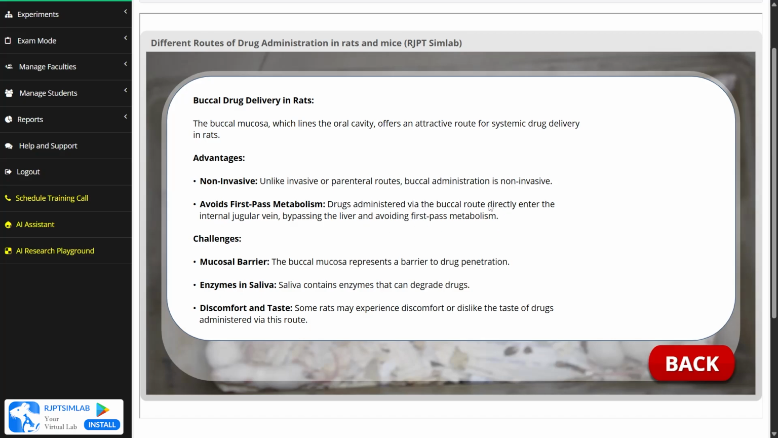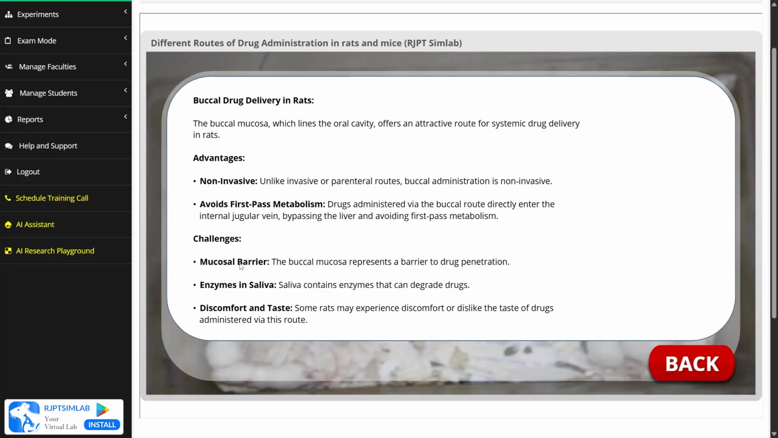Usually, first pass metabolism mostly metabolizes the drug and degrades half of it. So this route avoids first pass metabolism. That's why it provides rapid and 100% bioavailability of the drug.